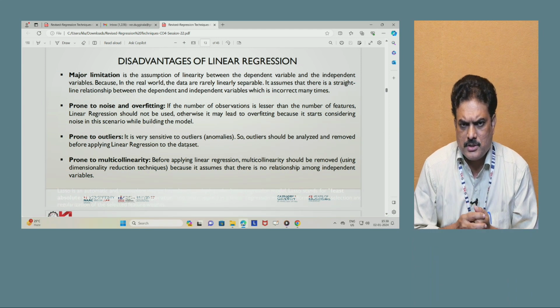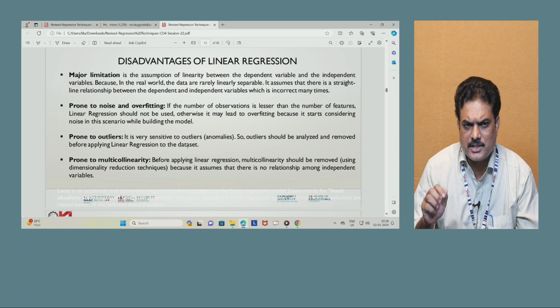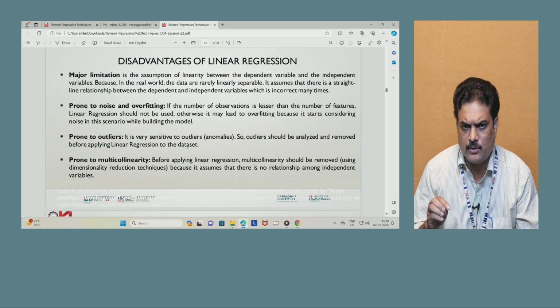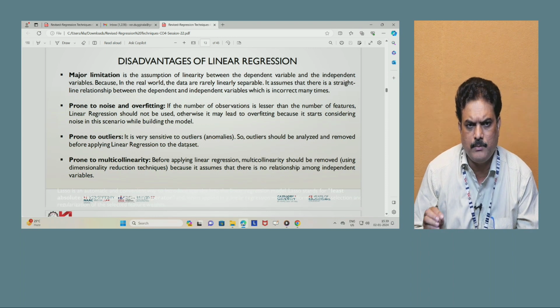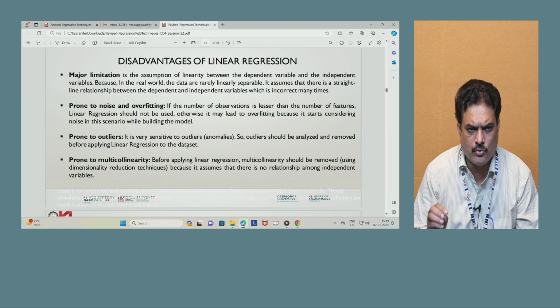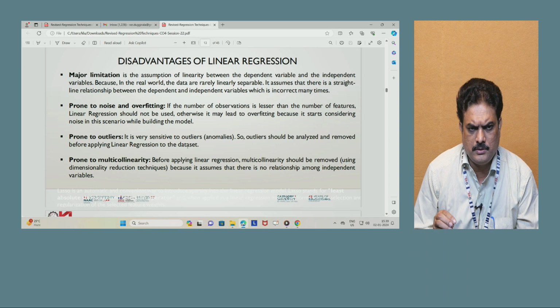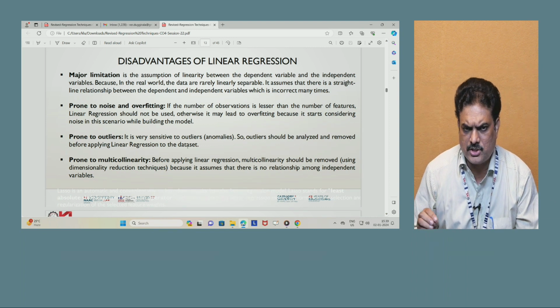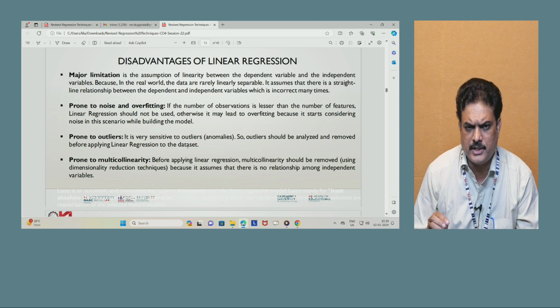If the number of observations is lesser than the number of features, linear regression should not be used. Otherwise, it may lead to overfitting because it starts considering noise in this scenario while building the model. Another disadvantage of linear regression is that it is prone to outliers. It is very sensitive to outliers, so outliers should be analyzed and removed before applying linear regression to the data set. It is also prone to multicollinearity. Before applying linear regression, multicollinearity should be removed because it assumes that there is no relationship among independent variables.